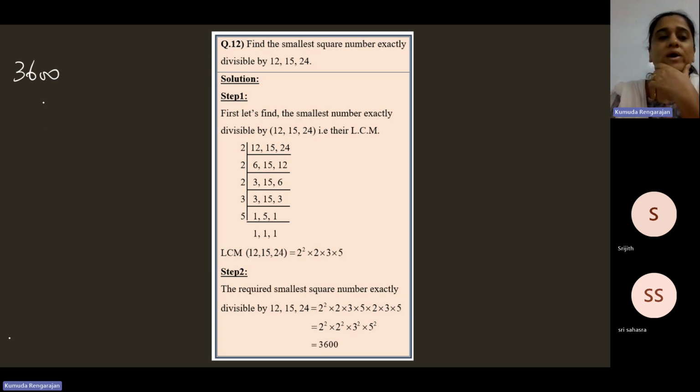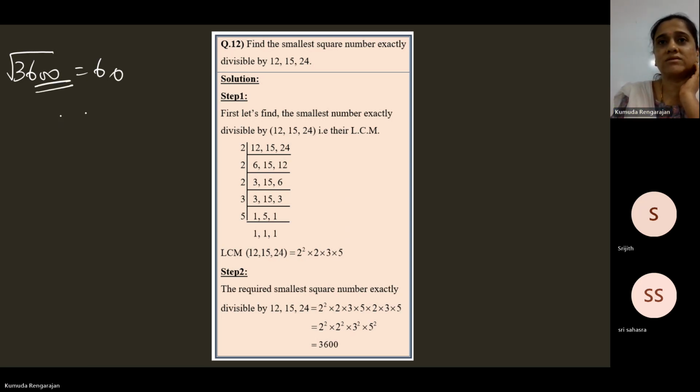It's a square number. What's the square root of 36? Quickly. What is the square root of 36? 6. And how many zeros here? 2 zeros. So 1 zero in the 60. So the square root of 3,600 is 60. So this is a square number. 3,600 is a square number. The square root of 3,600 is 60 because the square root of 36 is 6 and 2 zeros, so I have only 1 zero here. Half the number of zeros.